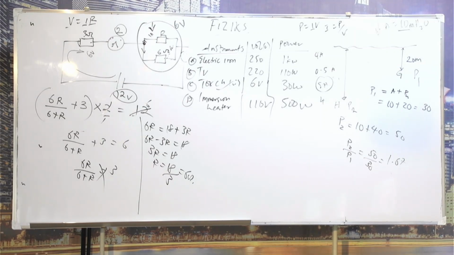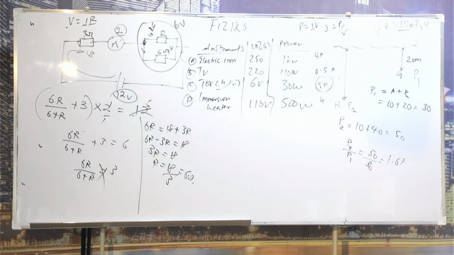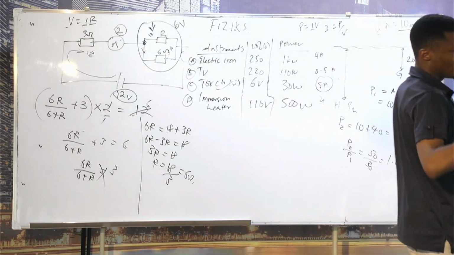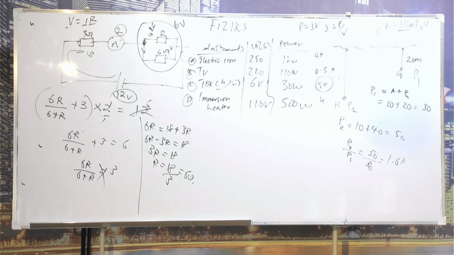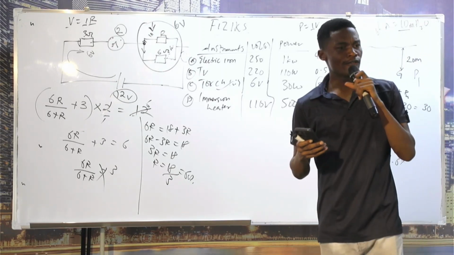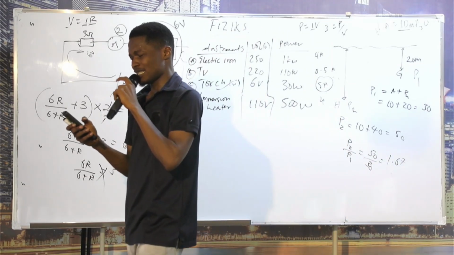Option A is lambda over 4. You have antinode and node. So lambda over 4. Option B is lambda over 4 plus lambda over 2 plus lambda over 2. That is 5 lambda over 4. Option C is antinode, antinode. That is lambda over 2. Option D is lambda over 4 plus lambda over 2, which is 3 lambda over 4.